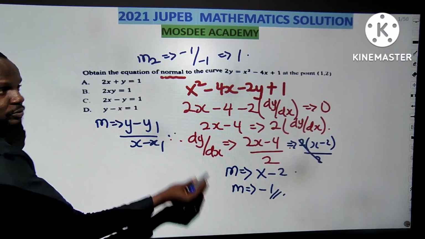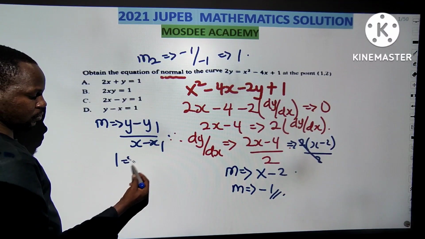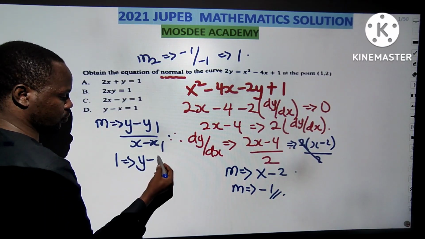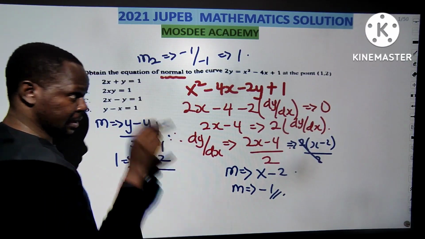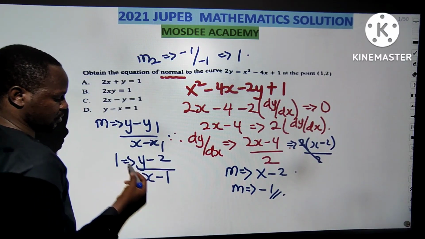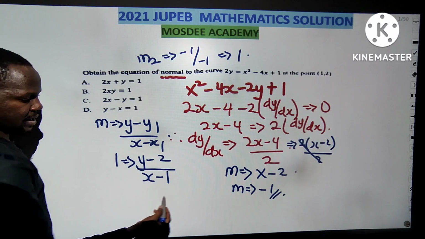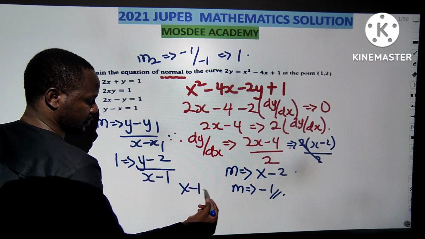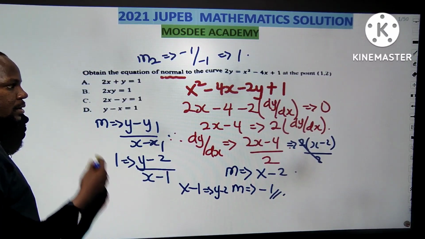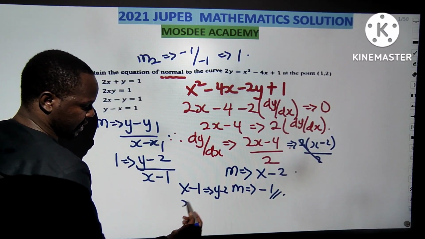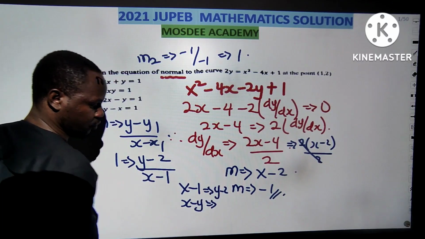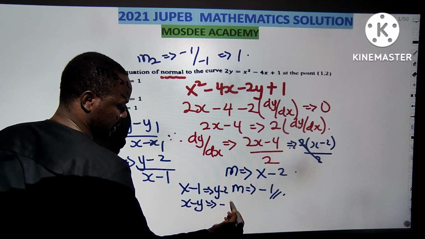Now we substitute: new gradient is 1 equals to y minus y1 over x minus x1, where y1 is 2 and x1 is 1. Cross multiply, this is saying x minus 1 is equals to y minus 2. So this is x minus y is equals to minus 2 plus 1. Minus 2 plus 1 is minus 1.